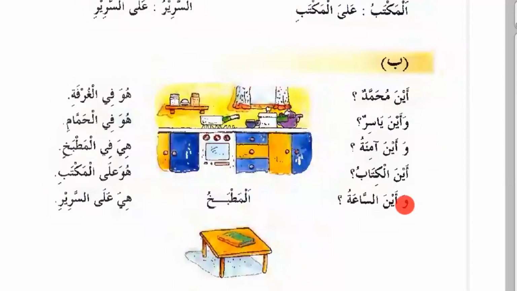So he was asking wa aina al-kitabu. He said huwa ala al-maktabi, it is on the table. So he's using huwa because it is not having ta marbuta. Then wa aina sa'atu. As-sa'atu means the watch. You can see that sa'atu is having ta marbuta. So definitely he used what? Hiya. Why? It is feminine. This ta marbuta signifies femininity, so it will take a feminine pronoun, which is hiya. I hope that is clear. So he said hiya ala as-sariri, it is on the bed.